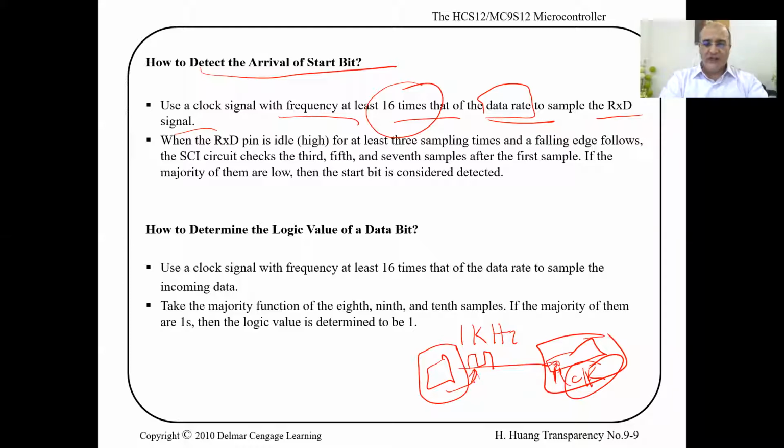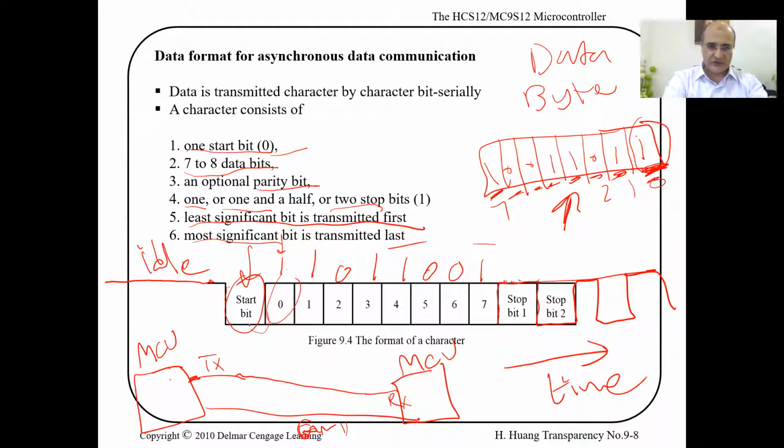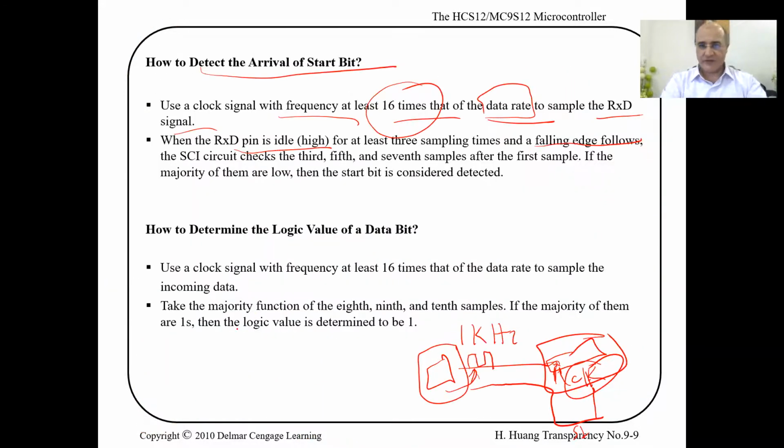Now, we're usually at idle, yani logic high. Then when a falling edge occurs, that means this is the start bit. We're at idle, then we get a start bit. If you are at a start bit and a falling edge, the circuitry here starts sampling. It takes the first sample, the second sample, 16 times. You're 16 times faster, and ideally, you should be able to read the bit 16 times before the other bit comes. Then for the third, fifth, and seventh samples that we read, if their majority is low, then you decide that this is a start bit. Okay. You check for the majority.